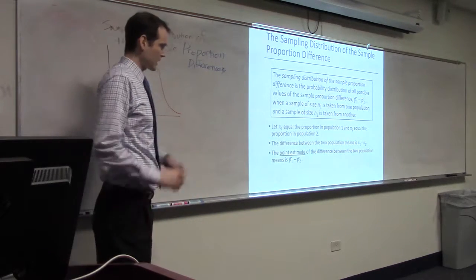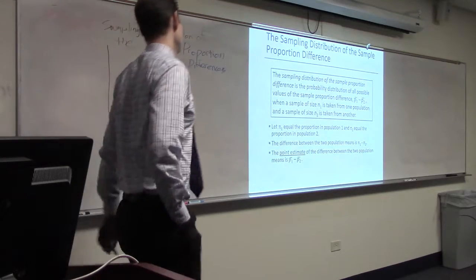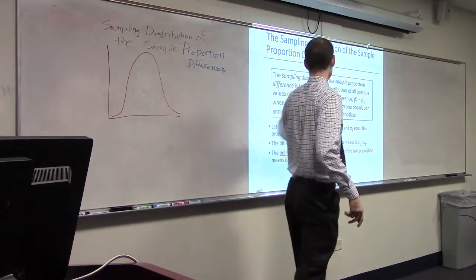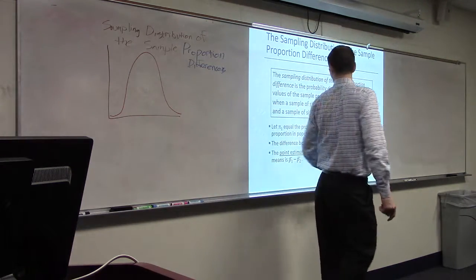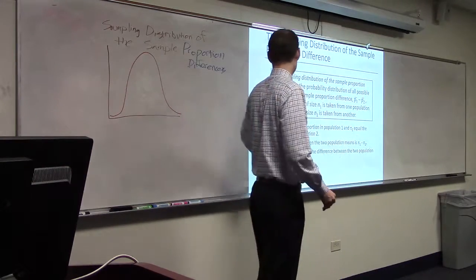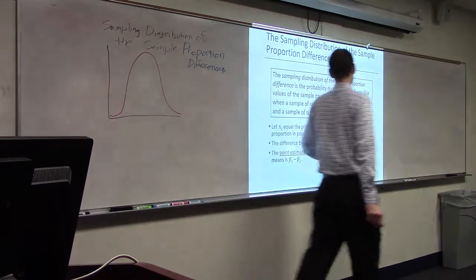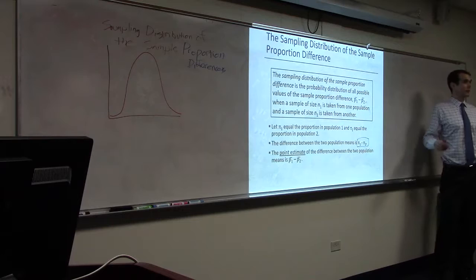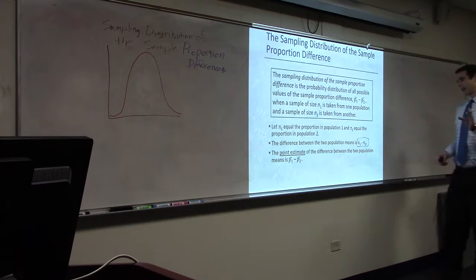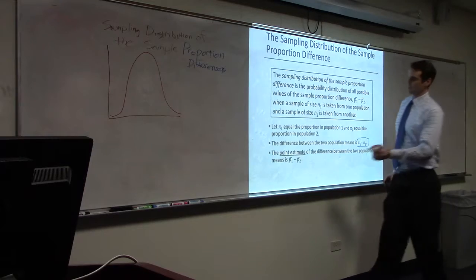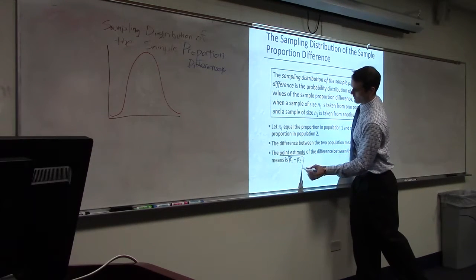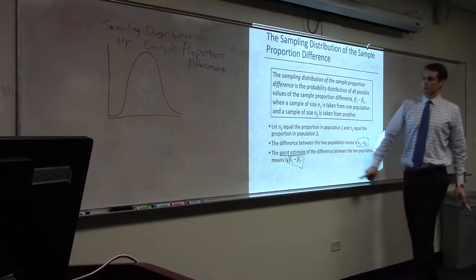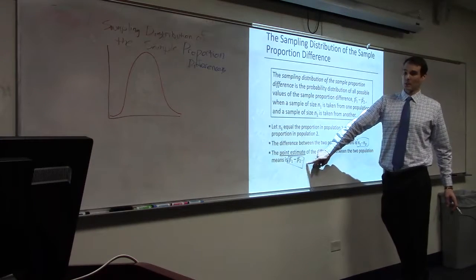Let's look at the other properties. So, pi 1 is the proportion in population 1, say Canada. Pi 2 is the proportion in population 2, say America. The difference between the two population proportions, pi 1 minus pi 2, is the difference in reality between the two proportions. The point estimate of the difference between the two population proportions is p bar 1 minus p bar 2.